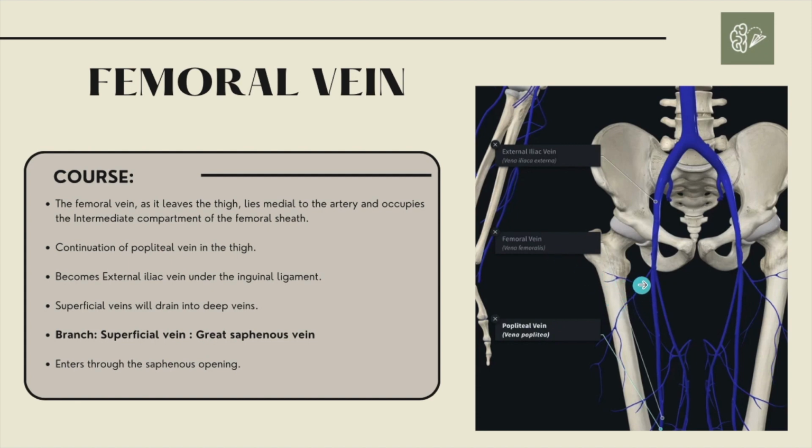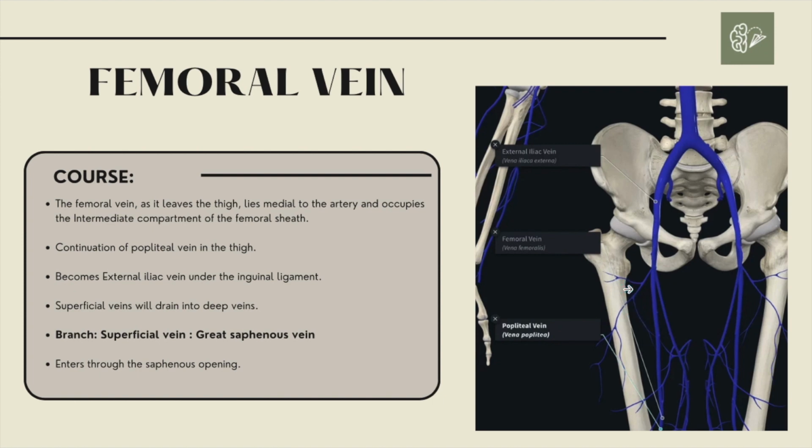The femoral vein is the vein that I'm just pointing at here with the arrow, which is the continuation of a lower vein, which is the popliteal vein. As the popliteal vein ascends, after it passes the adductor hiatus, it's going to become the femoral vein. Now the femoral vein is going to lie in the anterior compartment of the thigh, and it's also going to occupy the intermediate compartment of the femoral sheath.